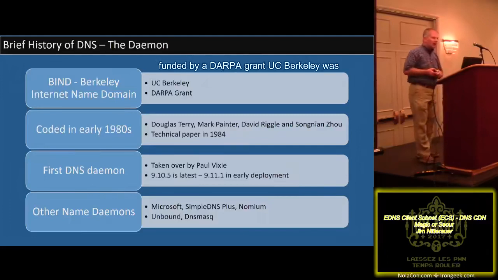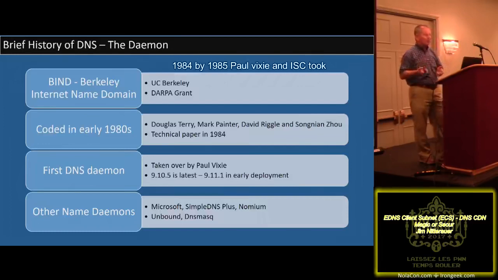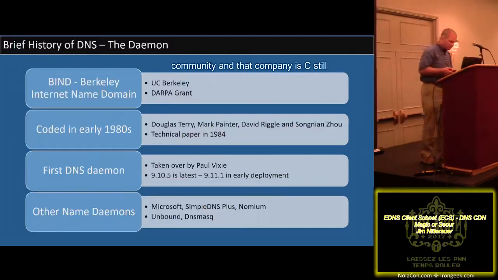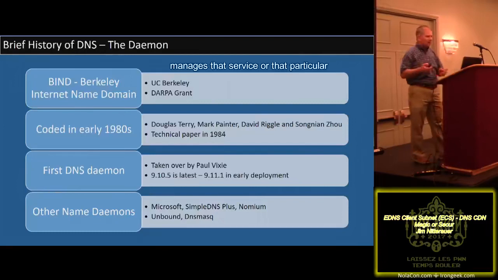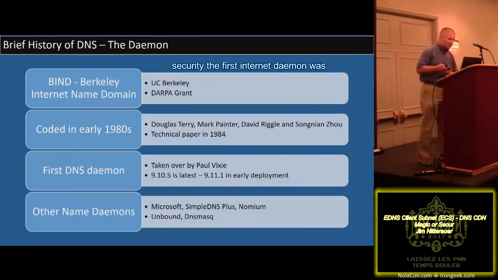BIND was the first one. It was funded by a DARPA grant at UC Berkeley. It was put together by Doug Terry, Mark Painter, and David Riggle, and a fourth person whose name I don't know how to pronounce. I think it's Zhao. It was described in a paper in 1984. About 1985, Paul Vixie and ISC took over production of BIND, ran that as part of their contribution to the network community. That company, ISC, still manages that daemon, and Paul Vixie doesn't work for them anymore. He works for Farsight Security.